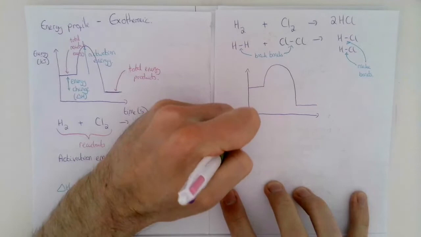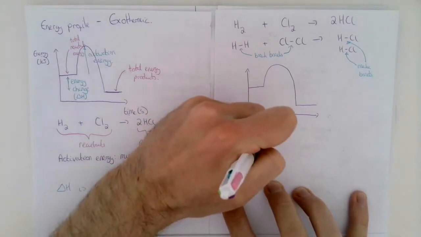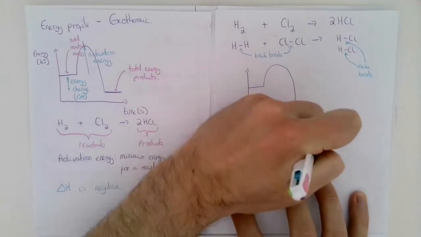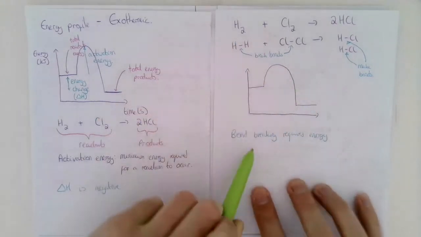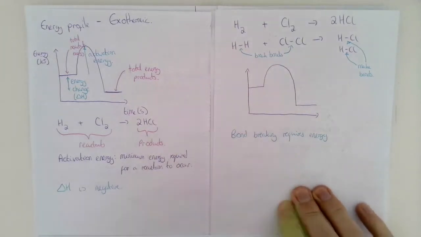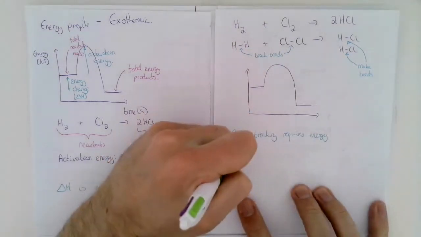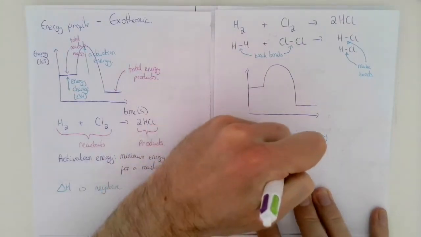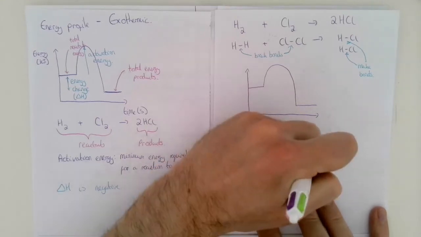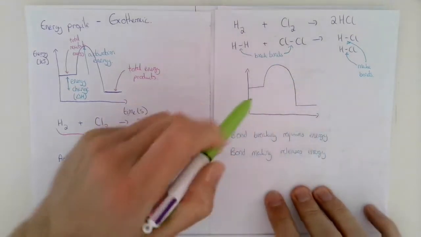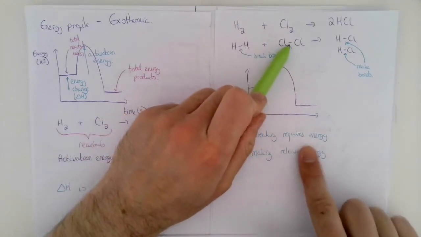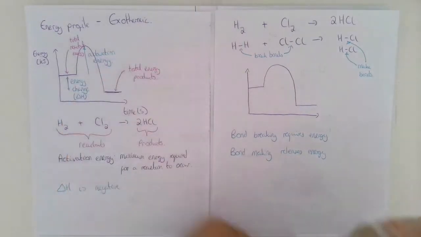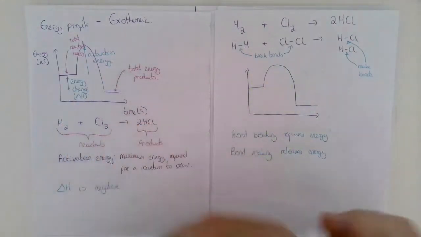So bond breaking requires energy, and in order to make bonds, bond making releases energy. So in order to get those bonds to break, I need to put in some energy, and then when I end up making those bonds, it's going to release energy. I can label those ideas on my energy profile.